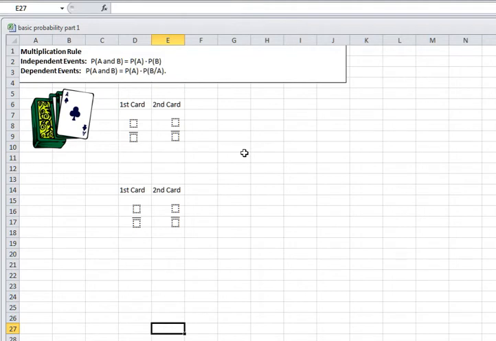Now, independent means if you're talking about 2 events, they are independent of each other. So what happens on the first has no bearing on what happens on the second. If they're dependent, what happens on the first does make a difference. And this is how you see the notation. For independent events, the probability of A and B occurring is the probability of A times the probability of B. If it's a dependent event, the probability of A and B occurring is the probability of A times the probability of B given that A has occurred.